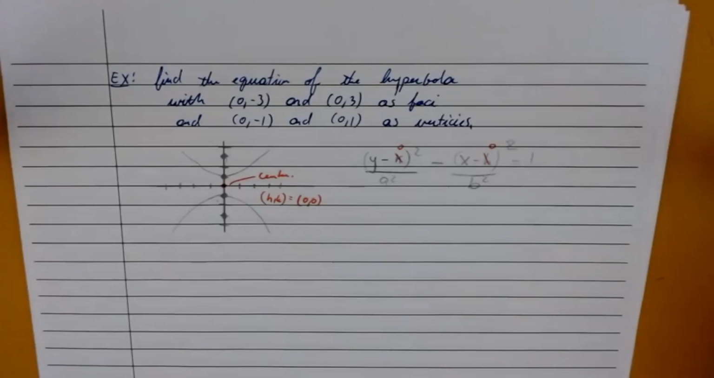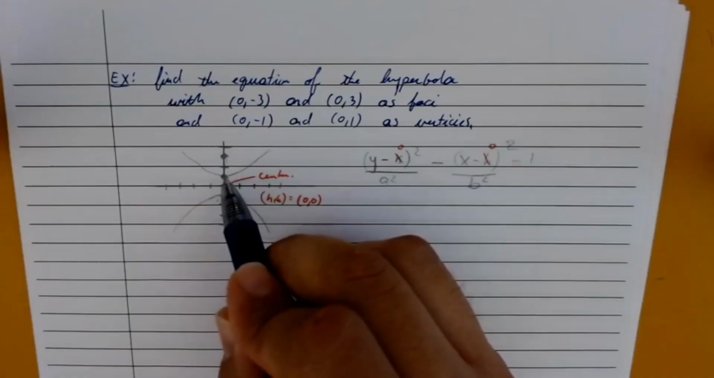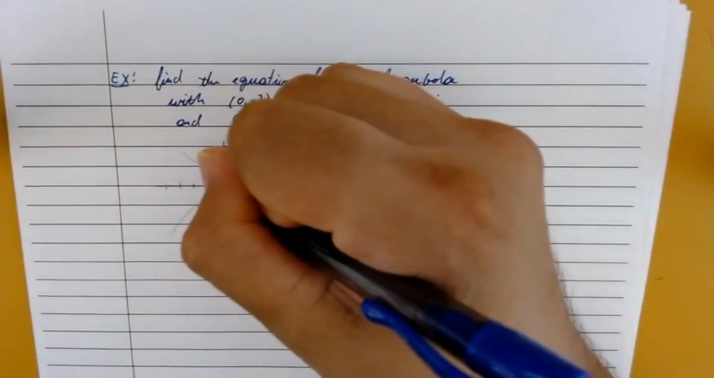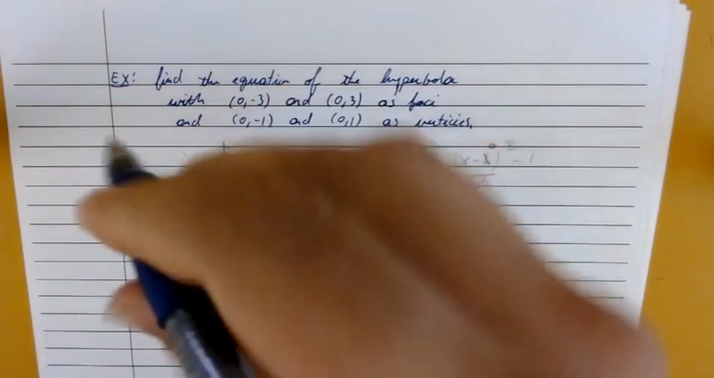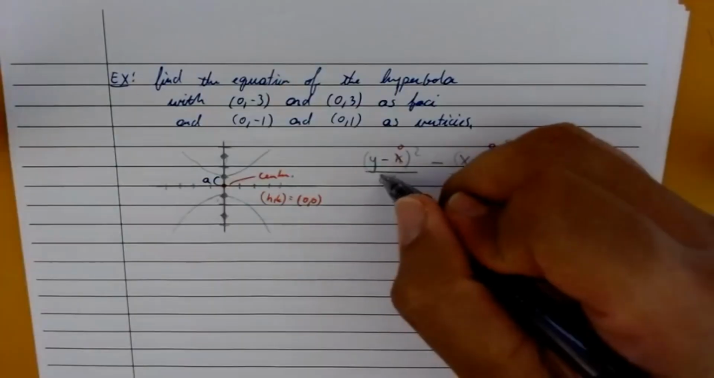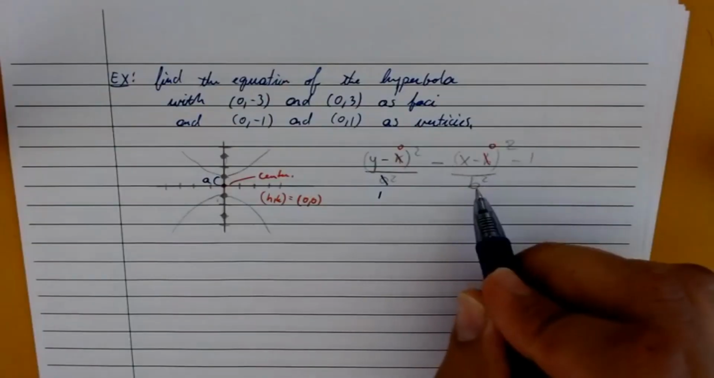Okay, well, a is simple enough. It's b that we're going to have to figure out. A we can figure out directly from our graph. After all, a is simply the distance from your center to your vertex. And that's just one step in either direction. So that's going to be 1. The only one we need to figure out is b.